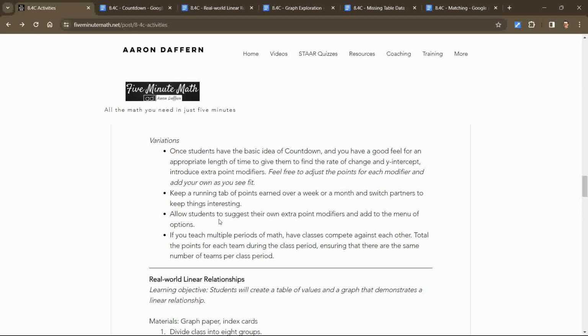Allow students to suggest their own extra point modifiers, add to the table of menu options. That could work. And if you teach multiple periods of math, have classes compete against each other, first period versus third period versus seventh period. So they either rise or they fall as a group.